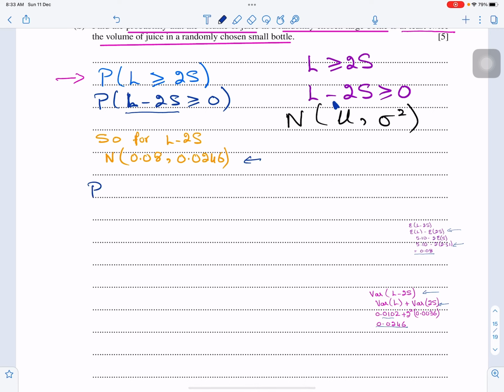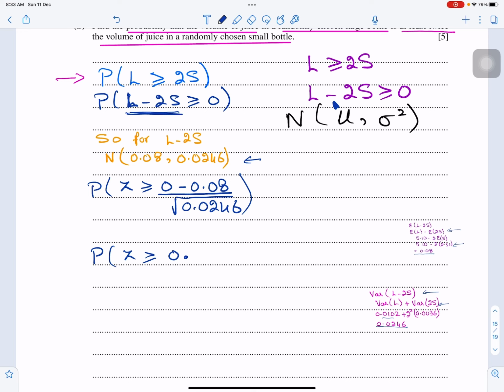So let's do it. Probability of, now I will change this into z. When we calculate the probability of a normal distribution, we calculate it in z, which converts it into a standardized form. So 0 minus 0.08 divided by root of 0.0246. Now if you use the calculator, it will be 0, minus, I forgot to write, 0.510.